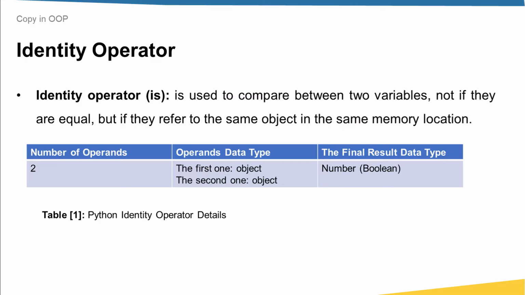Why do I say Boolean? Because this operator will give me an answer, true or false. True for shallow copy and false for deep copy. Now let's move to Jupyter Notebook in order to see some examples about shallow copy, deep copy, and the identity operator.